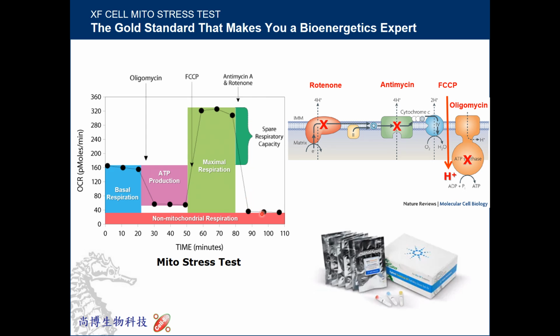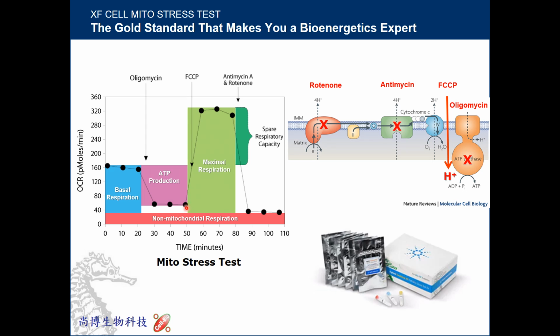So the signal over here, we call mitochondrial respiration. Under here is non-mitochondrial respiration. So from the beginning signal, we need to subtract the signal of here. Then we call it basal respiration, basal mitochondrial respiration. So after oligomycin, where ATP production is inhibited, there should be no ATP production.